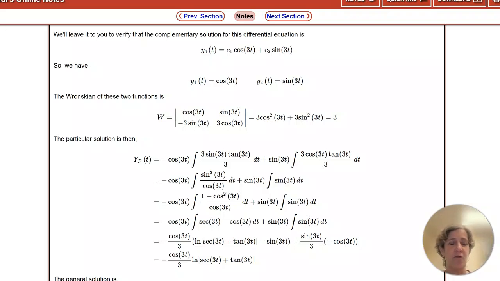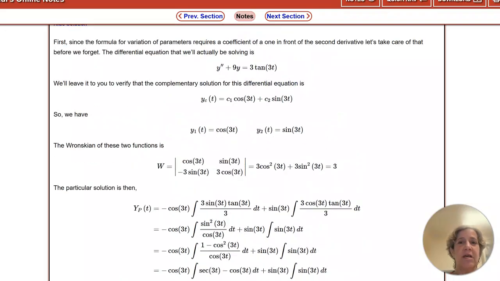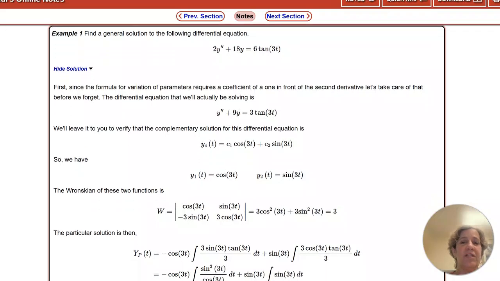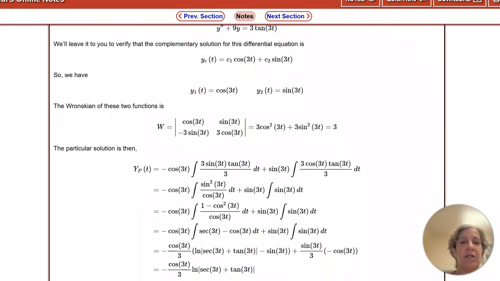So now we're just plugging it into the formula. So that particular solution is the opposite of y1 times the integral of y2, which is sine of 3t, times g of t, which is 3 times the tangent of 3t. So that 3 in the front is because g of t is 3 times the tangent of 3t. They just moved the 3 into the front. So y2, sine of 3t, g of t is 3 times the tangent of 3t over the Wronskian, which we computed to be 3. And then plus y2, which is the sine of 3t, times the integral of y1, which is cosine of 3t, times g of t over the Wronskian.